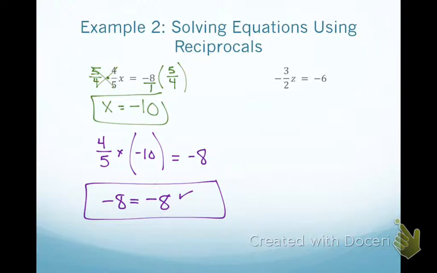I want you to go ahead and solve for z on the second one. We've got to get a fraction to cancel out, but now my fraction's negative, so we can't ignore that. We can't leave the negative with the z. So someone raise your hand. What did you multiply by to get z by itself? How are we going to get negative 3 over 2 to cancel down to 1?